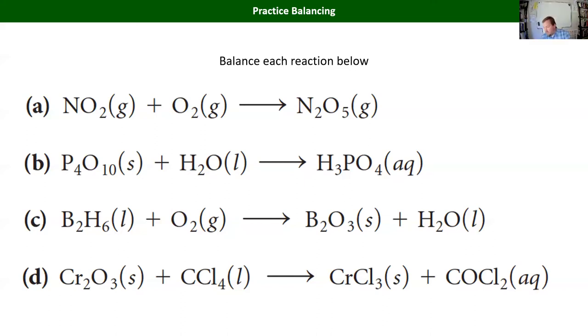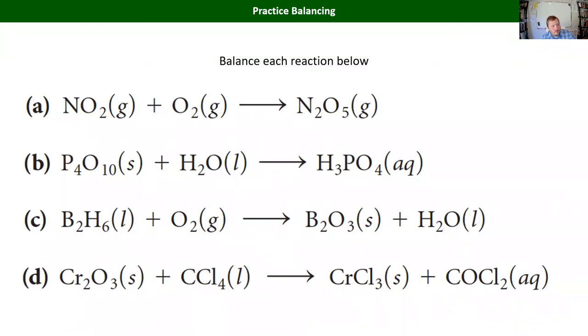All right, I'm going to start working through some of these from the top down and try and give you some of my logic as we're working through these. A couple things about this first reaction are going to make it a lot easier for us to know how to balance it.